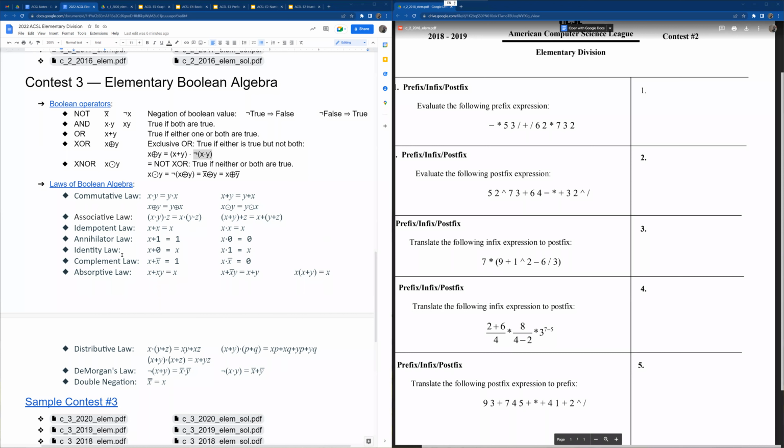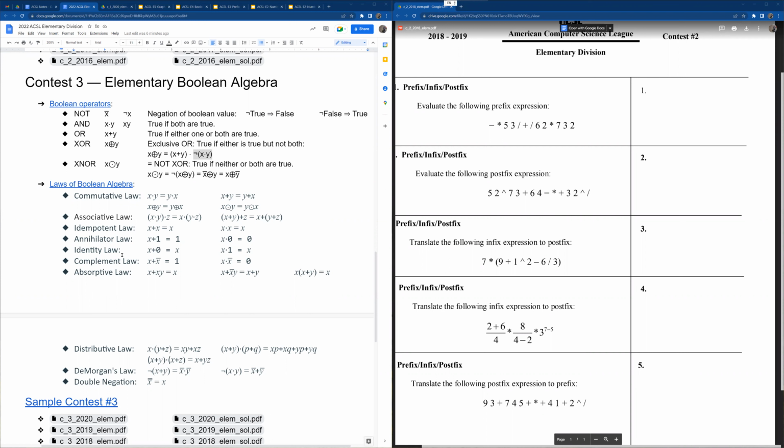That's because it's the same variable. The variable X can have two values, true or false. So if X is true, then X or X, true or true, is still true; false or false is still false. So that's what that means.